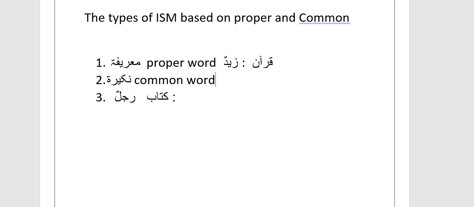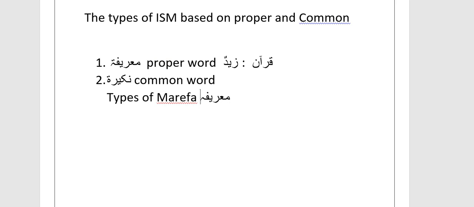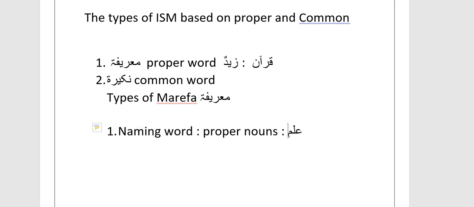Now, let's learn about the types of marifa first. How can anyone understand which word is marifa? So we are going to learn about the types of marifa. There are a total of 7 types of marifa. First one is a name. Naming word, or we can say proper noun, or in Arabic we can say Alam. Names in Arabic are marifa.